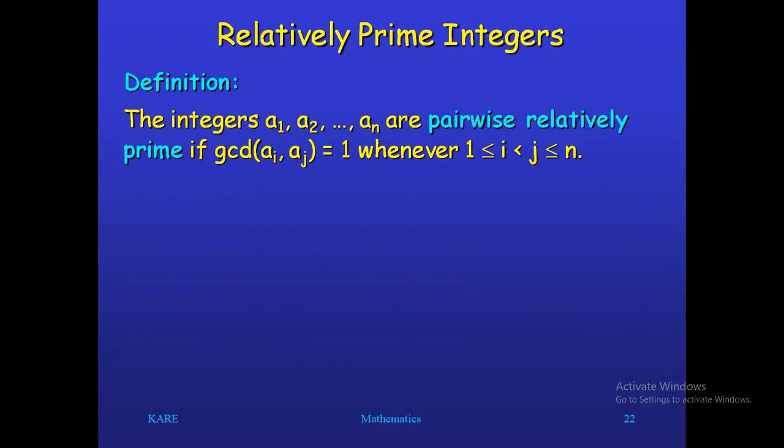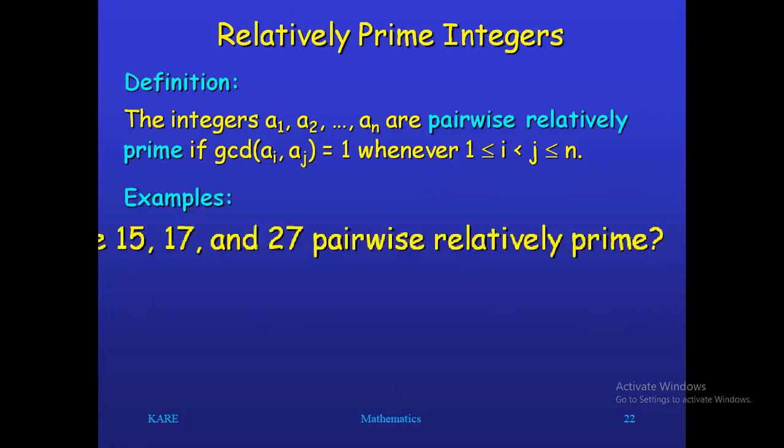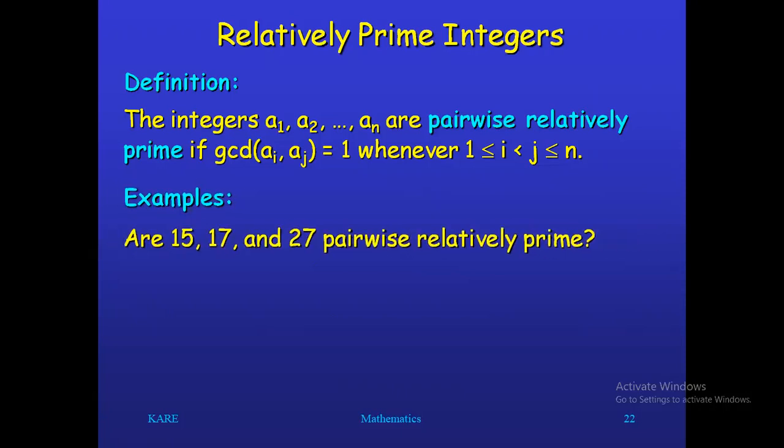Pairwise. The next definition: the integers a1, a2, and so on up to an are pairwise relatively prime if GCD of ai comma aj is equal to 1 whenever i and j lie between 1 and n. Here i should be less than j, and at the same time their values should lie between 1 and n. Examples.